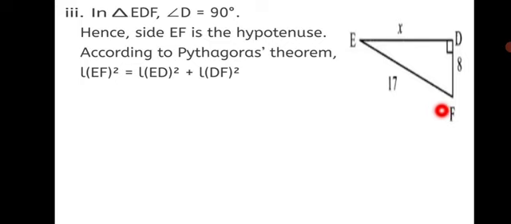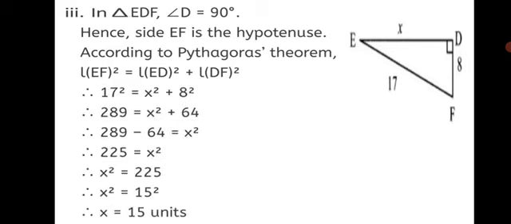Now substitute the values. Let's check here. EF is given as 17. So we write 17 square is equal to ED is given as x. So x square. DF is 8. So plus 8 square. That means 17 into 17 we get 289 is equal to x square plus 8 into 8 is 64. So x square will be 289 minus 64. 64 we shifted to the other side. That means x square is equal to, after subtracting 64, we get 225.